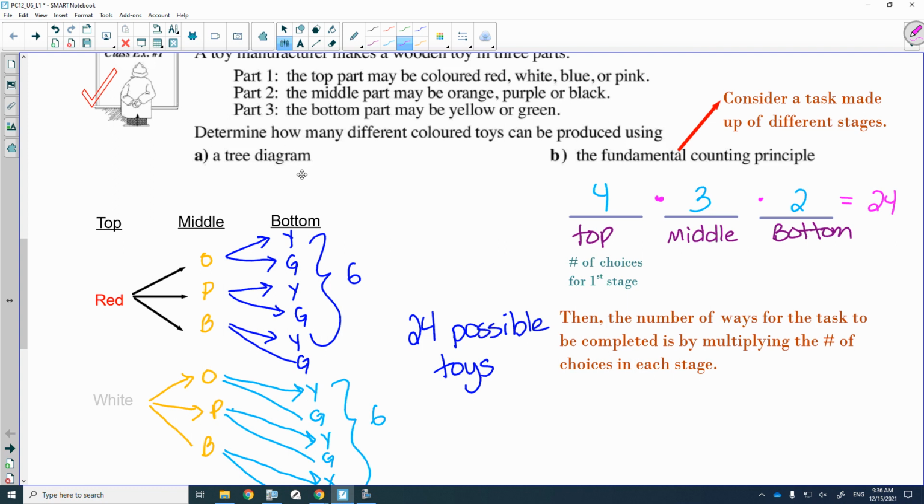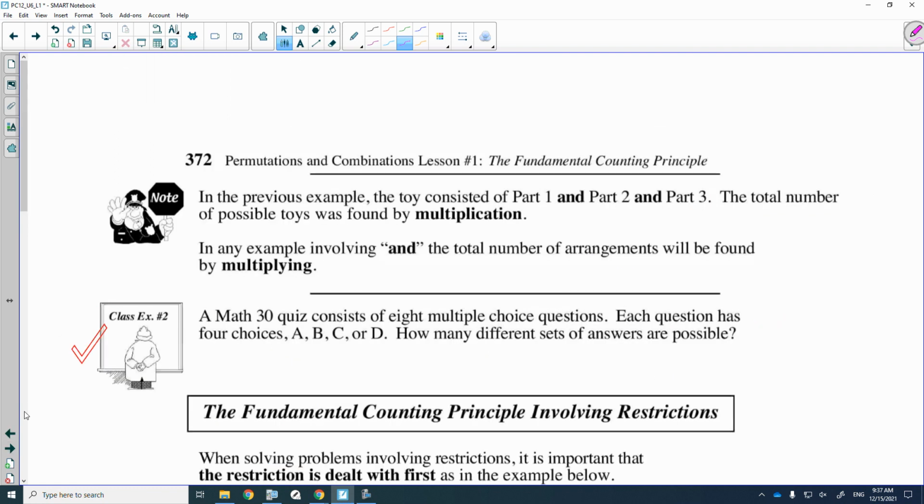I'll do the one with the tree diagram in your homework with you and show you this again. If you flip to the next page, it says, in the previous example, the toy consisted of part one, which is the top, and the toy needed the middle, and the toy needed the bottom, right? In math, when you see the word "and", so it needs a top and a middle and a bottom, that implies multiplication. That's why I multiplied those three stages together.